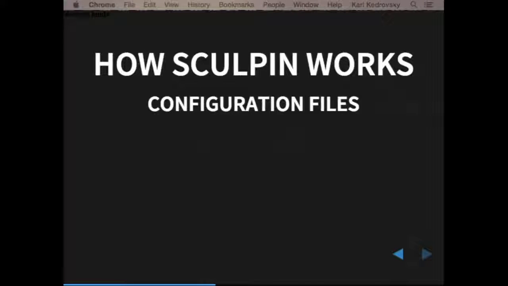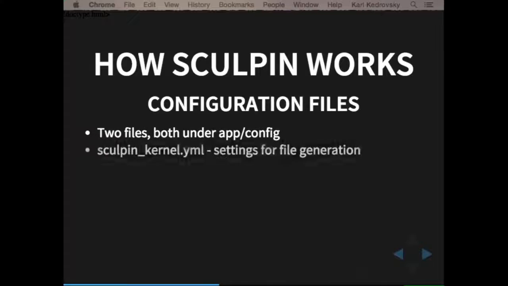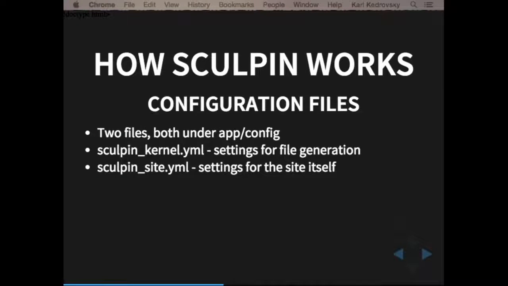Okay. So how Sculpin works. There are two configuration files, and both of them live under a special directory called app-config. There's the kernel YAML file, which really controls the settings for Sculpin itself. So when you want to tell Sculpin how to process your files, you configure that in the Sculpin kernel YAML file. And then there's another YAML file called Sculpin site, and that has settings for your site itself. So you have global settings, like the title and the name of your site, in the Sculpin site YAML file.